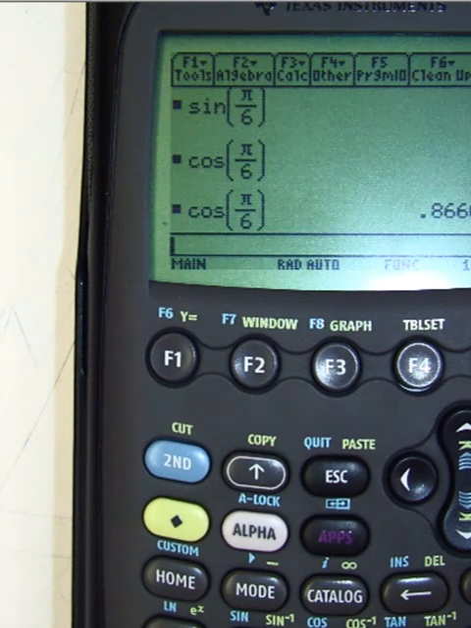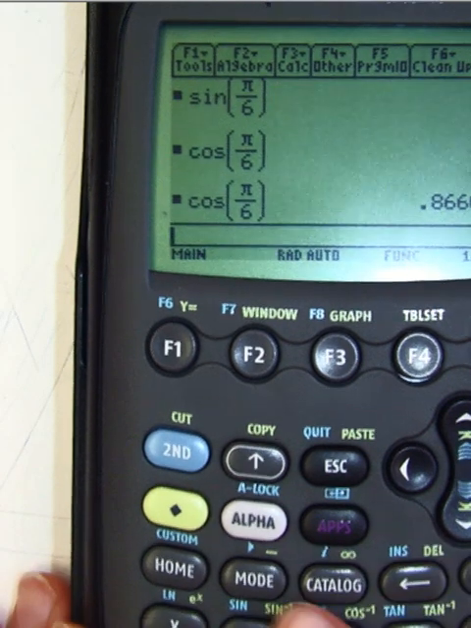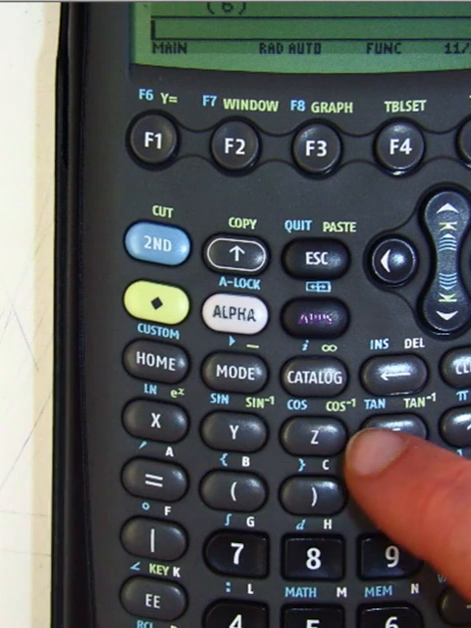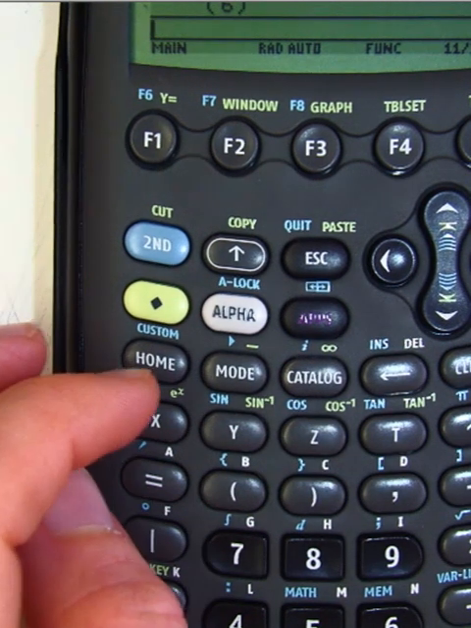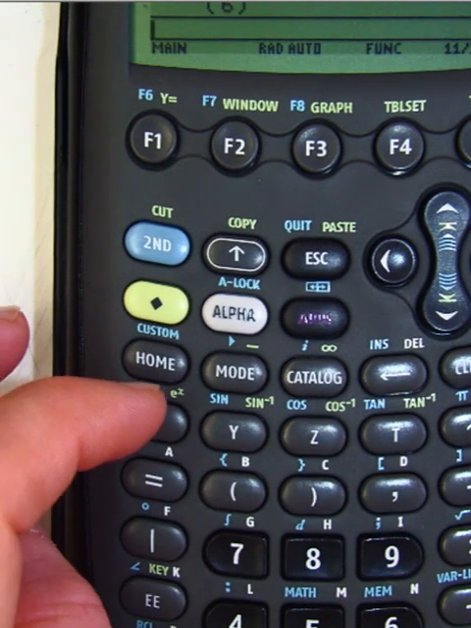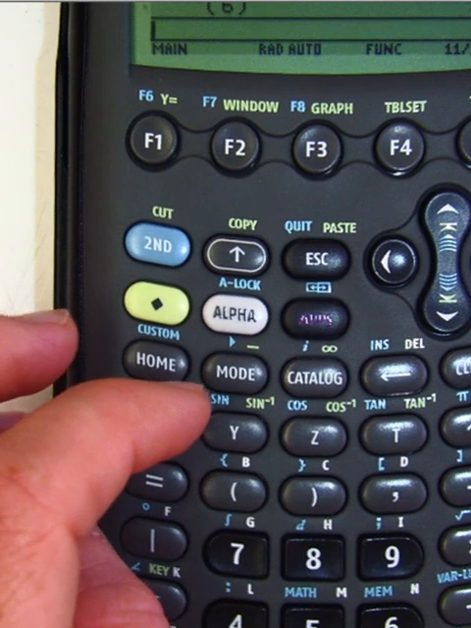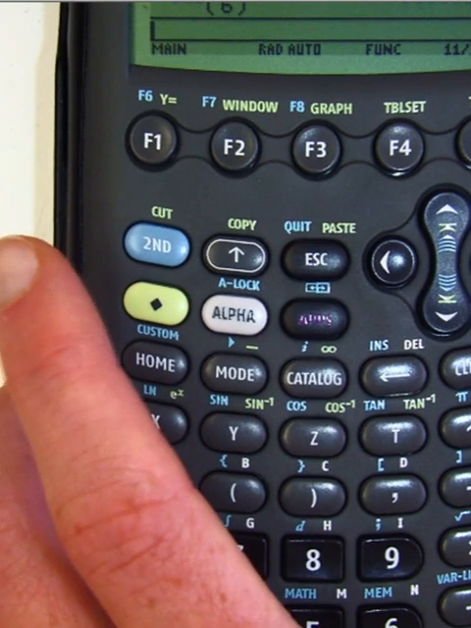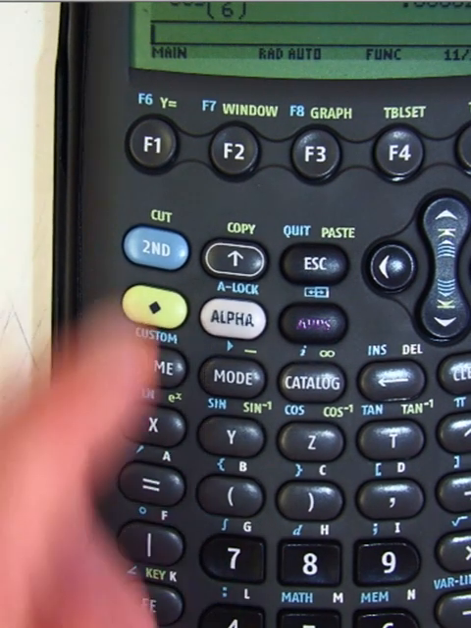Okay, still on the trig thing. It's got sine, cosine, and tangent. It also has the inverse functions and those buttons. On the 83 and 84, if we ever had to do cosecant or secant or something like that, remember we had to do 1 over sine, 1 over cosine. We had to remember which one it matched with.